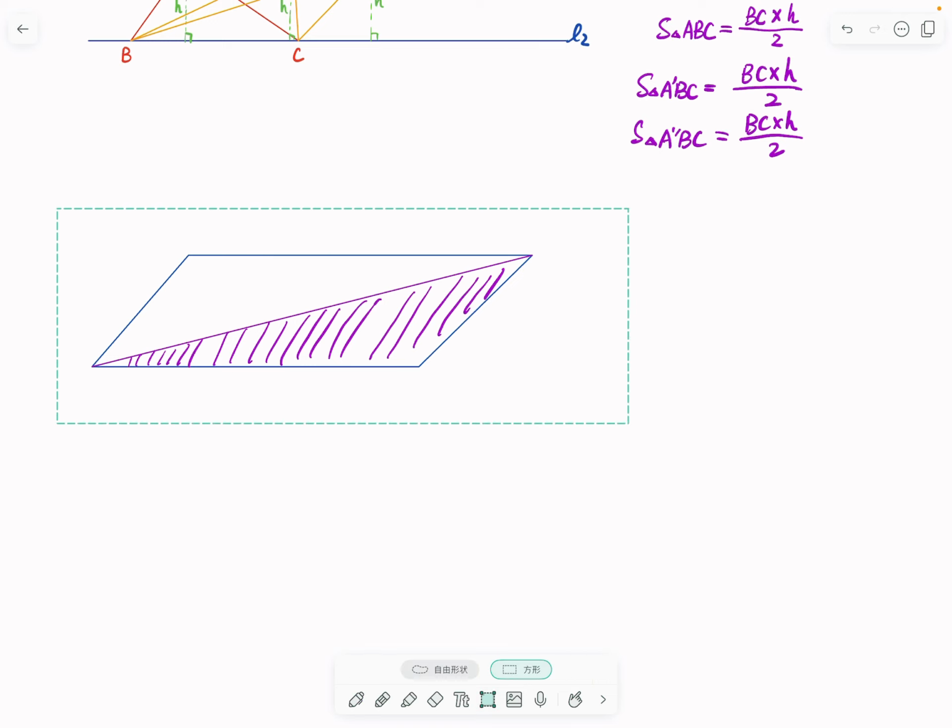Now let's think about another one. So let me copy something.